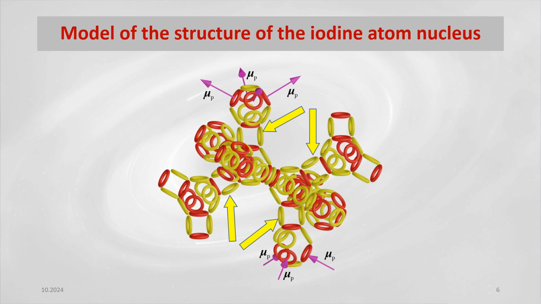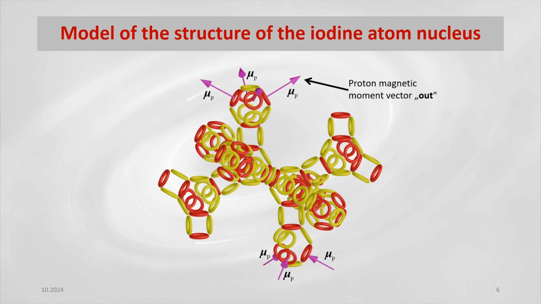The model of the nucleus of the iodine atom is again terminated on the one hand by globules with 5 protons whose magnetic moment vectors are directed radial exterior from the globule and on the other hand by globules with 4 protons whose magnetic moment vectors are directed radial interior into the globule.